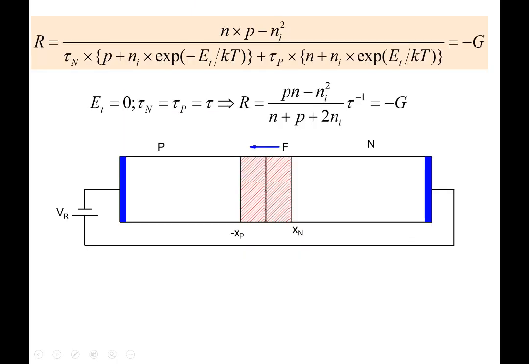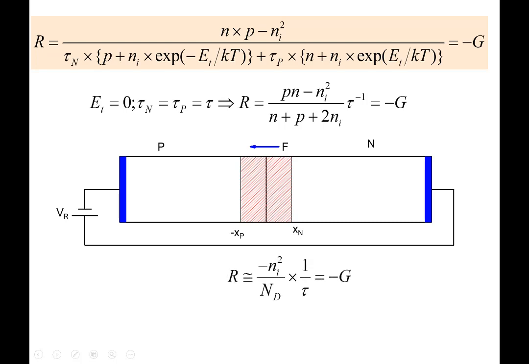So this was the expression. Note that complicated expression here. We put Et equal to 0, tau n equal to tau p equal to tau. So we write R equal to Pn minus Ni square over n plus p plus 2Ni, times tau. So everywhere Pn is less than Ni square. So we have generation now. R equal to minus G.